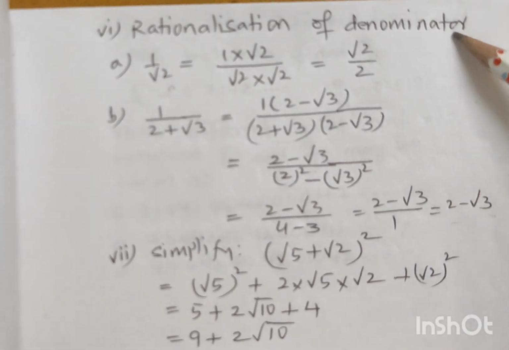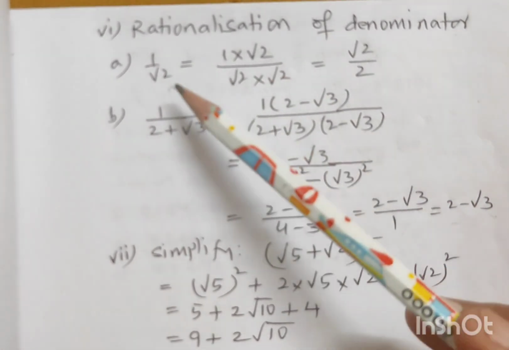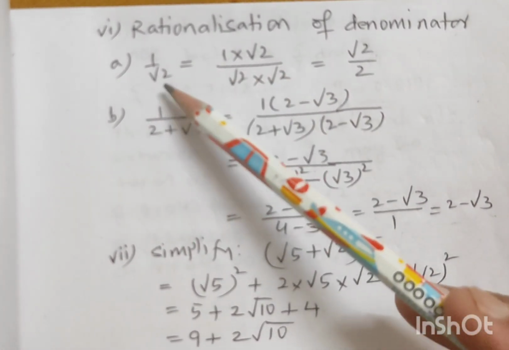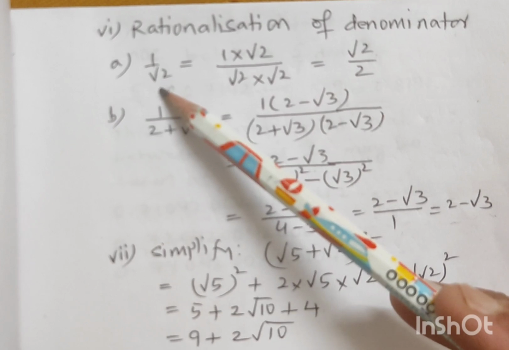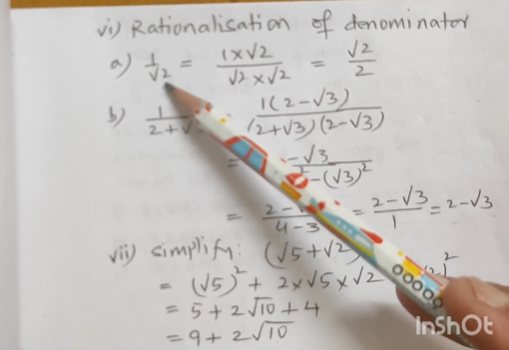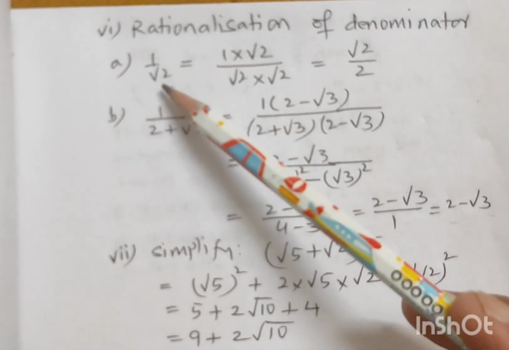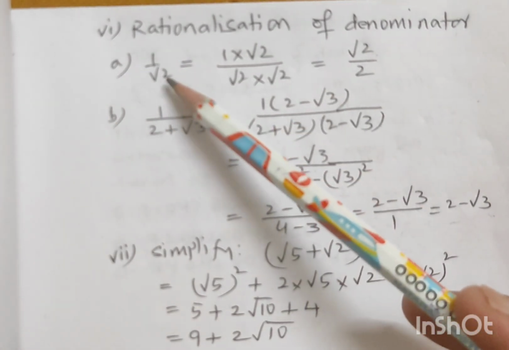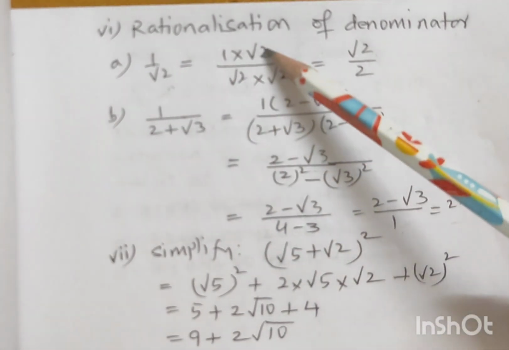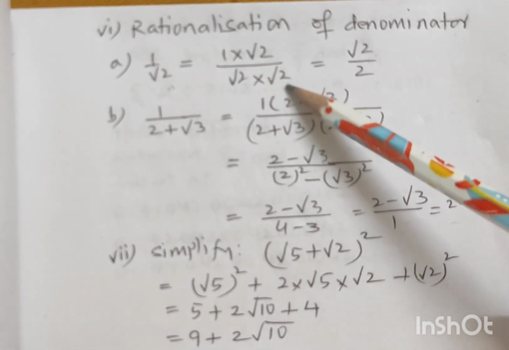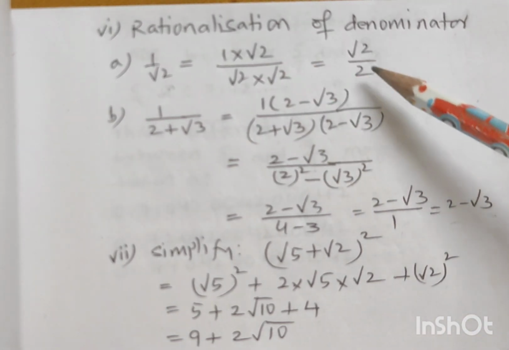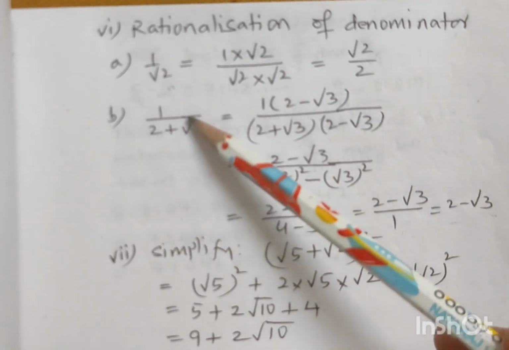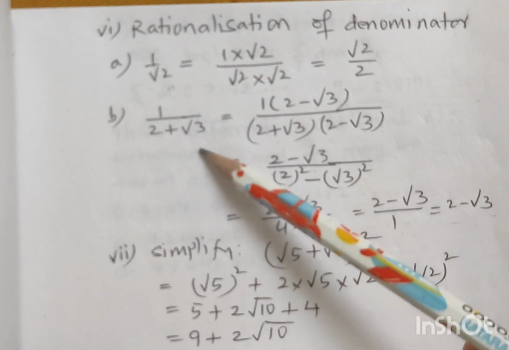Rationalization of denominator. Wherever the denominator is irrational, we have to make it rational. So this is called rationalization of denominator. To make this denominator rational, we multiply root 2 to the numerator and to the denominator and we get root 2 by 2. Another example, 1 by 2 plus root 3.